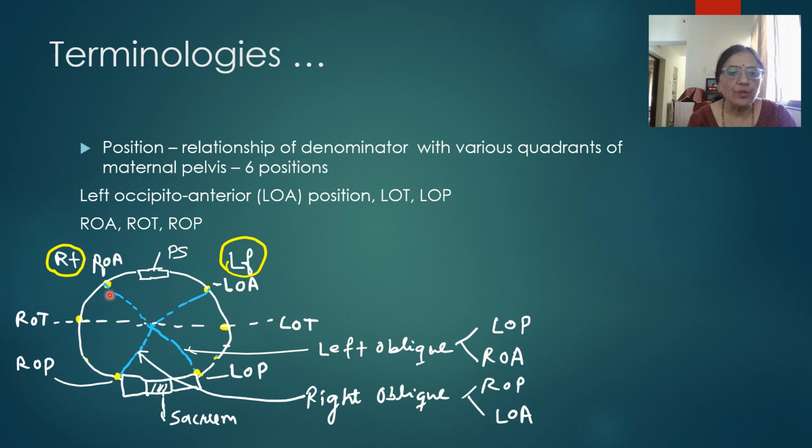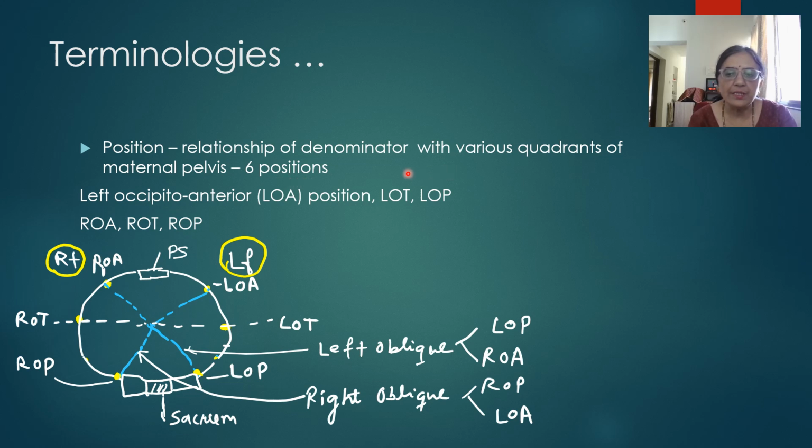So if occiput is to the right side and anteriorly placed, then it gives us a position which we call right occipito-anterior. Right occipito-posterior will be when the occiput is present posteriorly to the right side. So we call it right occipito-posterior. That is how it is the relationship of the denominator. Here in this example of vertex, we are taking it as occiput, so the relationship of occiput with various quadrants of the maternal pelvis.